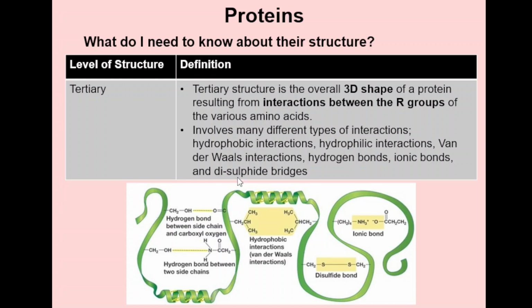So some that we can see are hydrophobic interactions and hydrophilic interactions, van der Waals, hydrogen bonds, ionic bonds. So each of those are fairly weak bonds, but together they help to stabilize the protein shape. We do get some strong bonds, so disulfide bridges are covalent bonds. You can see an example down here that form between sulfur-containing R groups.